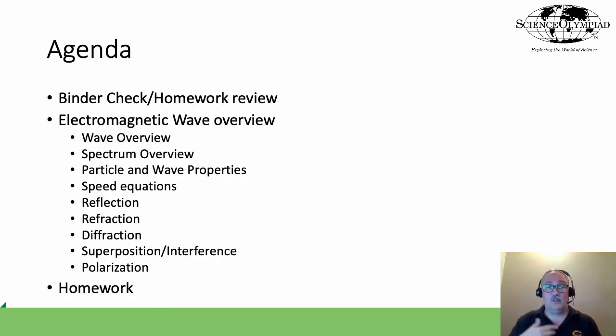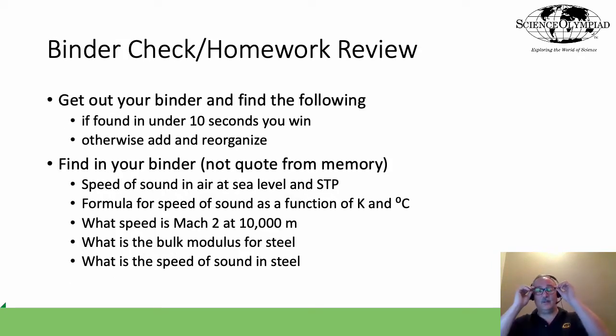So today we're going to do a quick binder check, go over some homework, and then we're going to do an electromagnetic wave review. So we're going to cover everything from the waves to what the electromagnetic spectrum looks like, particle and wave properties, speed equations, reflection, refraction, diffraction. We'll go over that, and they'll be confusing at first, but trust me, after a while they'll make a lot of sense. We'll talk a little bit about superposition and interference and polarization, and then we'll create some homework for the next class.